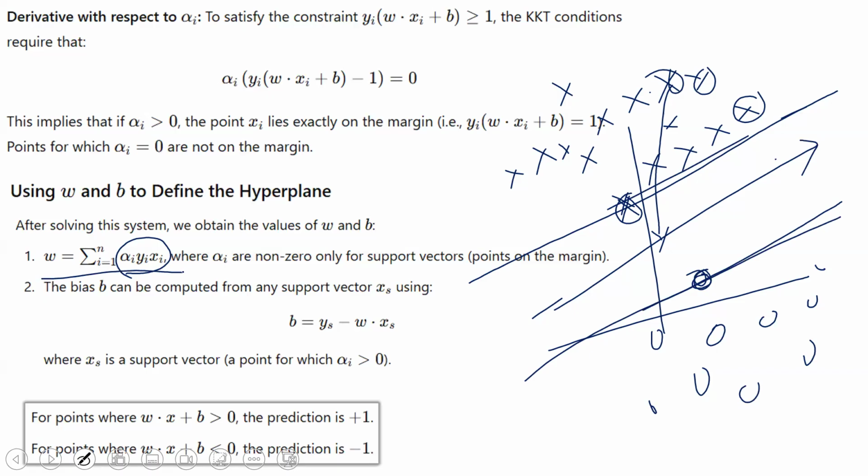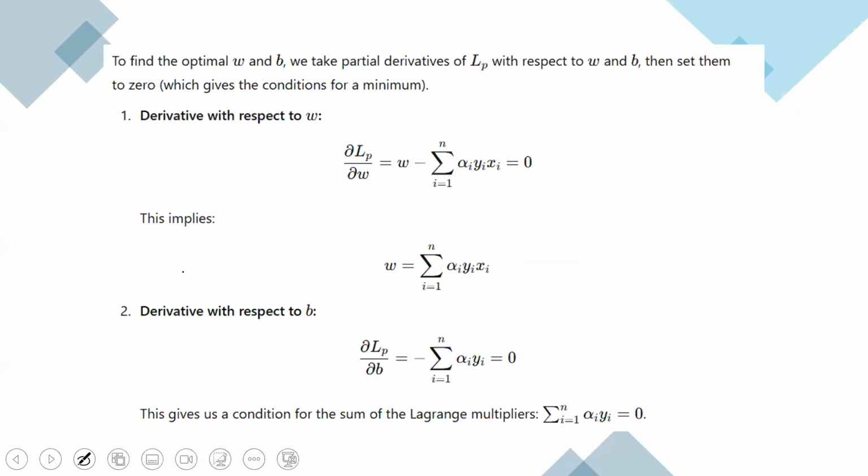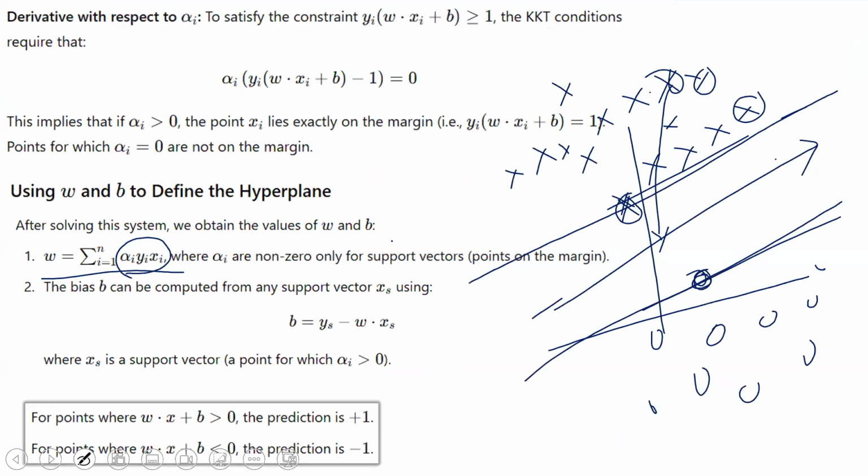From this derivation you understood that W is nothing but the summation over all the vectors in the space, but alpha i is equal to 0 for non-support vectors. Alpha is non-zero only for the support vectors. That means W is determined only by the support vectors, so other points will not have any impact on determining the value of W. Okay. So once you find out the support vectors, you just insert them here.